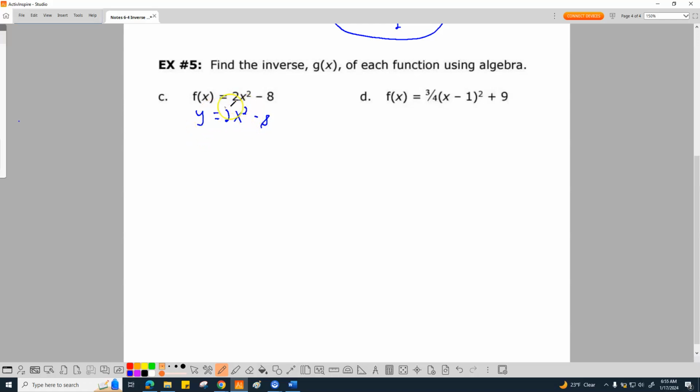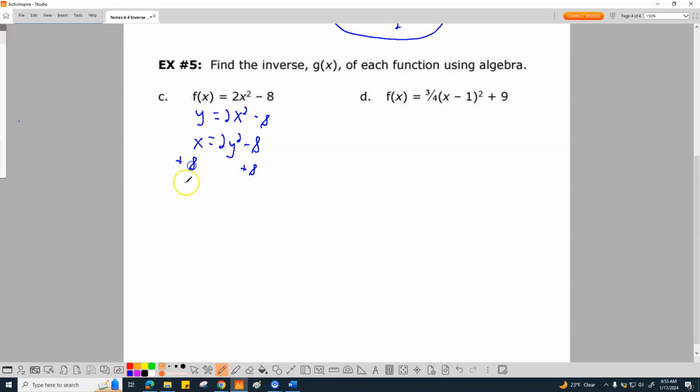Now we have to switch our x and y. So when you're done, you end up like this. And again, if you were to type this in exactly into Desmos, this would graph it correctly, but you still have to solve it for y. So how do I get that in there? Check it out. I'm going to add the 8 on both sides.